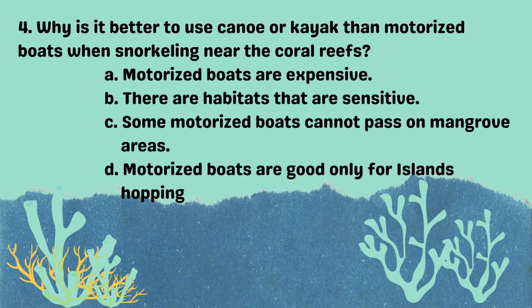Number 4. Why is it better to use a canoe or kayak than motorized boats when snorkeling near the coral reefs? Letter A. Motorized boats are expensive. Letter B. There are habitats that are sensitive. Letter C. Some motorized boats cannot pass on mangrove areas. And letter D. Motorized boats are good only for island hopping.